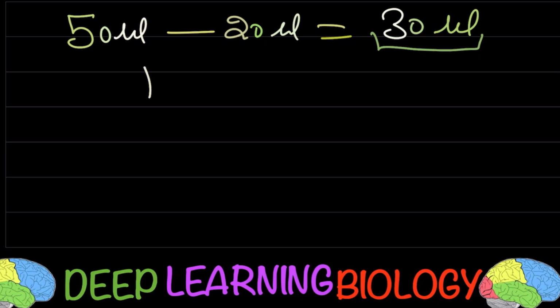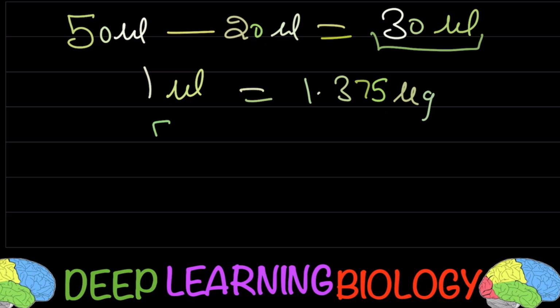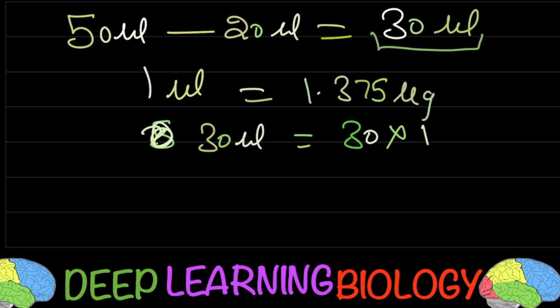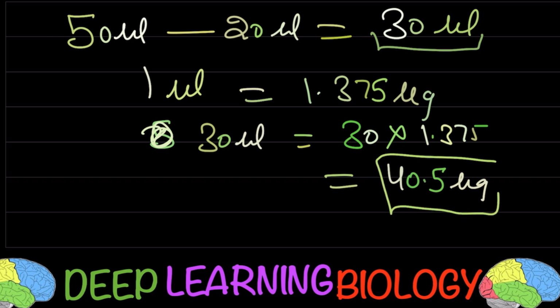Now this 30 microliter is going to have DNA. Very simple. 1 microliter has 1.375 microgram, so 30 microliter will have 30 into 1.375. If you solve, it will come out around 40.5 microgram. This amount of DNA you have.